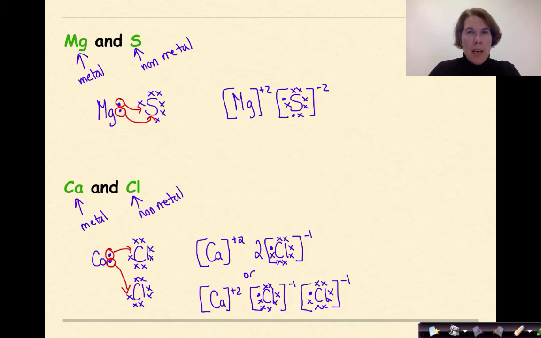Welcome back. Let's see how you did. So the first thing that you needed to do was look at the 2 elements and identify the metal and the nonmetal. You should have identified the magnesium as the metal and the sulfur as the nonmetal. When you did the Lewis dot diagrams, magnesium has 2 valence electrons, sulfur has 6 valence electrons.